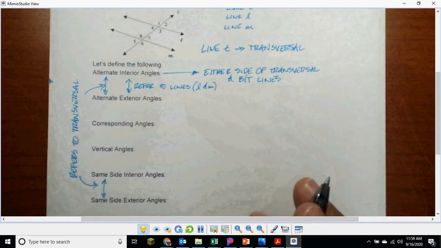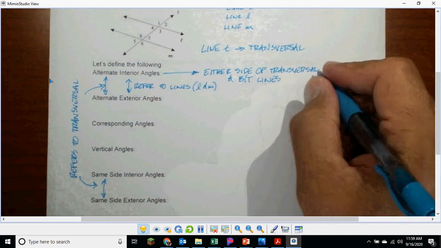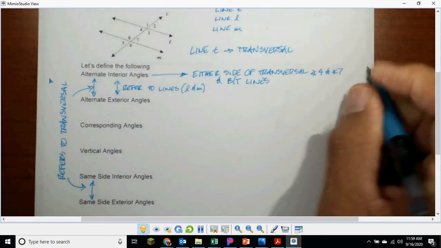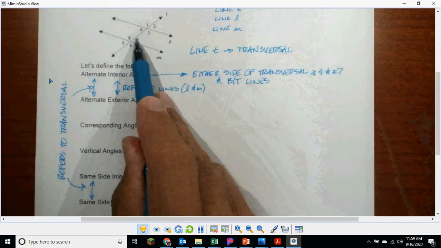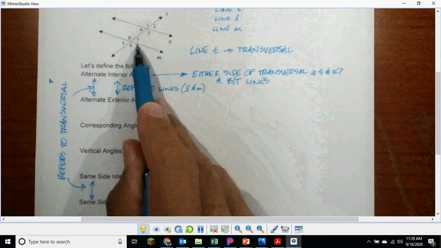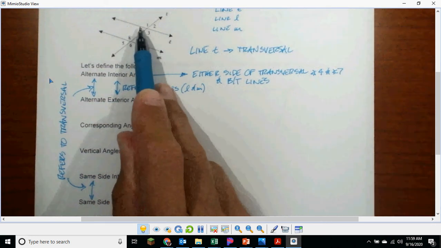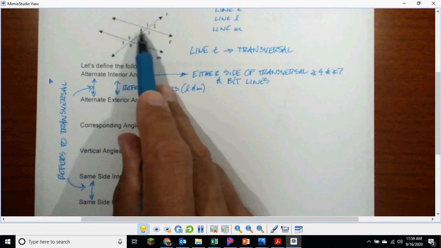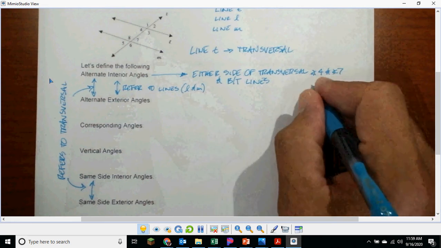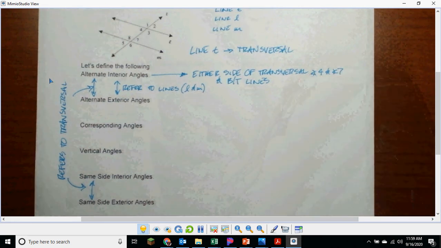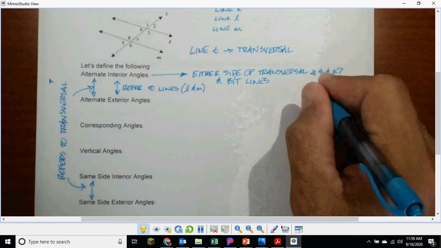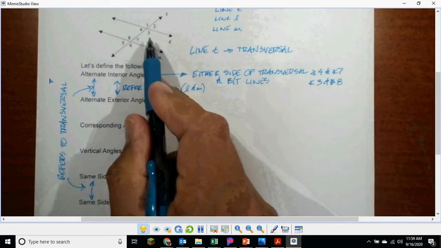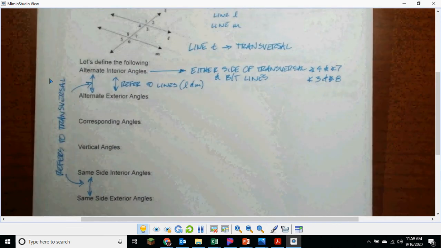Examples of alternate interior angles are angle 4 and angle 7. Angle 7 is on the right of the transversal, and 4 is on the left. So they are on alternate sides of the transversal, but they are between L and M. The other pair, see if you can write it down before I get there. Go ahead, I'll give you a minute. Angle 3 and angle 8 are the other pair of alternate interior angles. That's all there are.